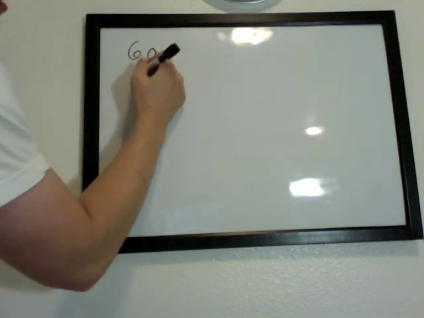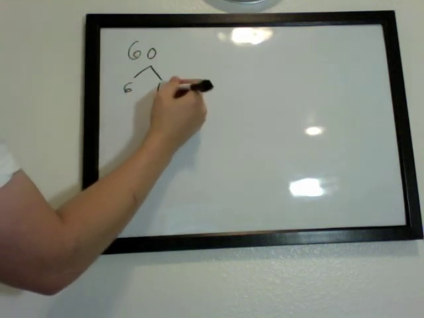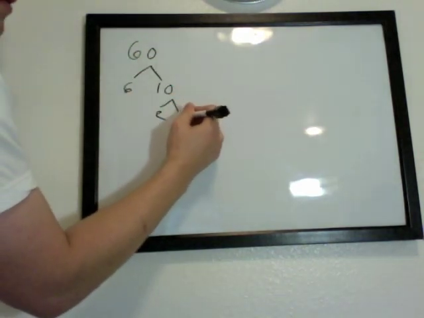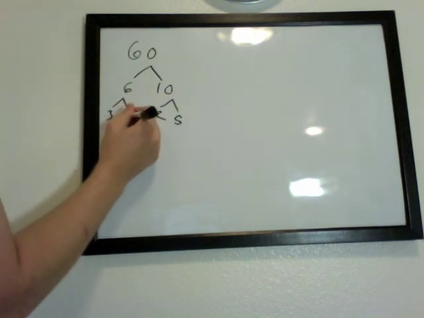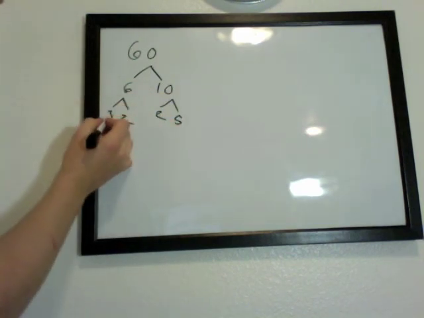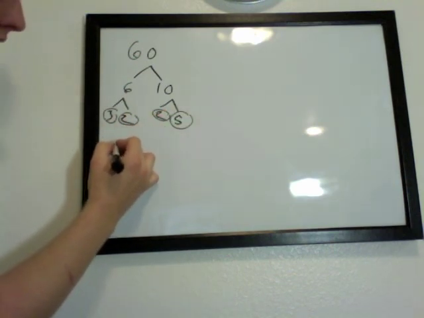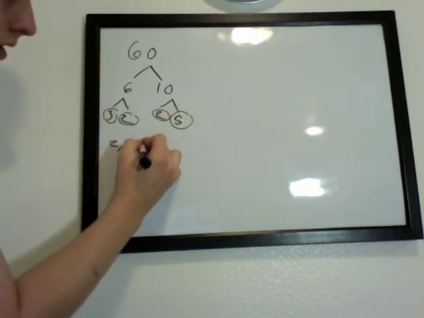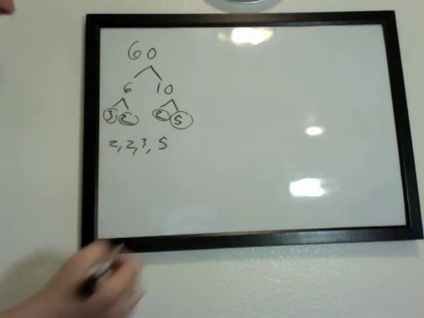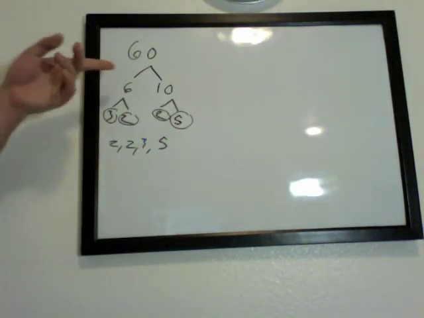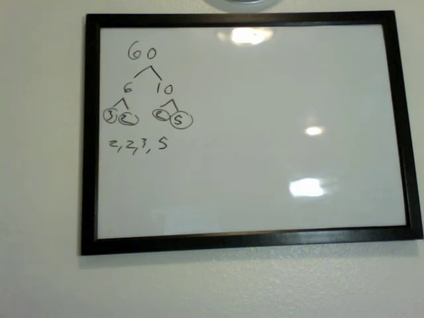Let's go back to the example of 60. Two numbers could be 6 and 10, 2 and 5, 3 and 2. So the prime numbers on this: 3, 2, 2, and 5. Let's write this: 2, 2, 3, and 5. But you can do 60 another way.